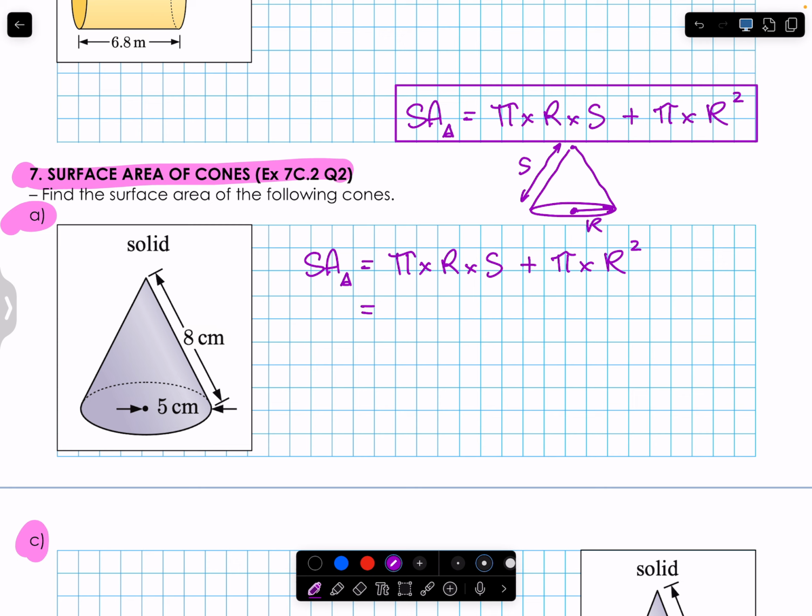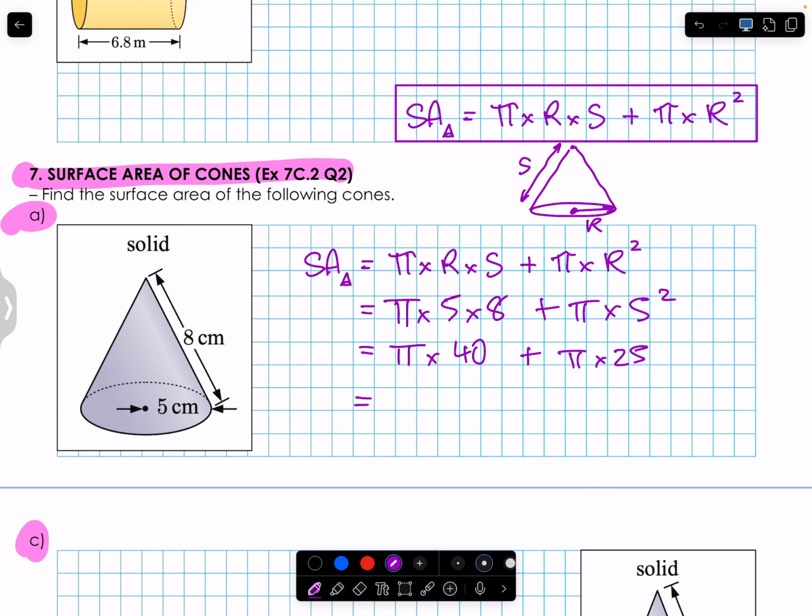So finding this, pi times by the radius. What's the radius of that cone, by the way? That grey one there? 5 times by, how long is S? 8 plus pi times by, what was the radius again? 5, and you're squaring it. So 5 times by 8 is 40, plus pi times by 5 squared is 25.